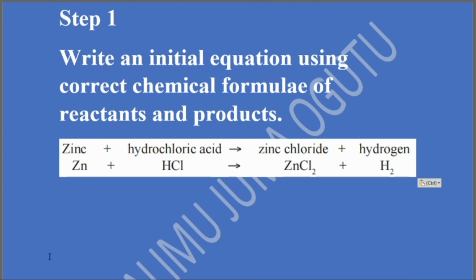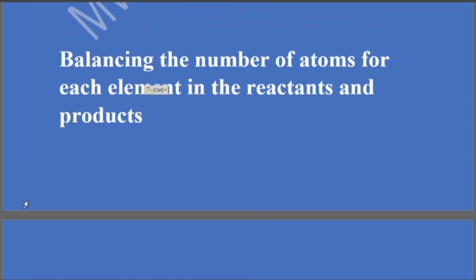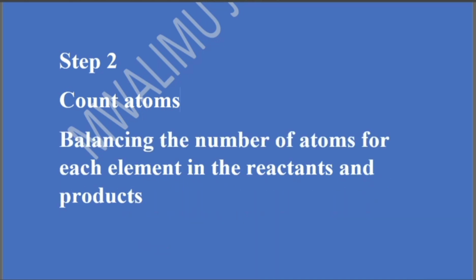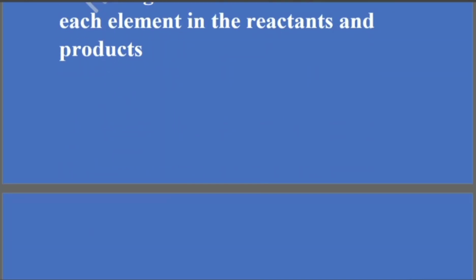Now step 2, we count the atoms, then balance the number of atoms for each element in the reactants and products. So step 2 is to count. Remember, we are counting the atoms. We count the atoms, then balance the number of atoms for each element in the reactants and the products.